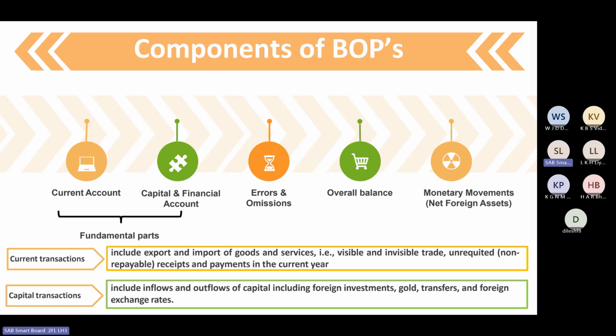Whether the balance of payment account is in deficit or surplus, we identify it as BOP disequilibrium, balance of payment disequilibrium. In equilibrium, payments would be equal to receipts. But practically, no country has payments exactly equal to receipts. So it is either a surplus or a deficit, and that we call disequilibrium.